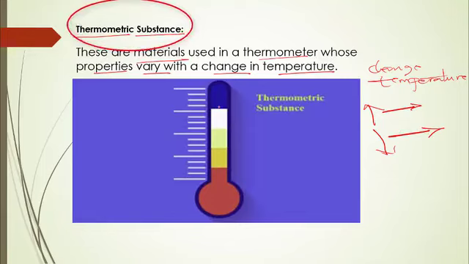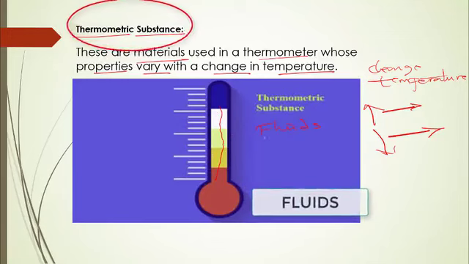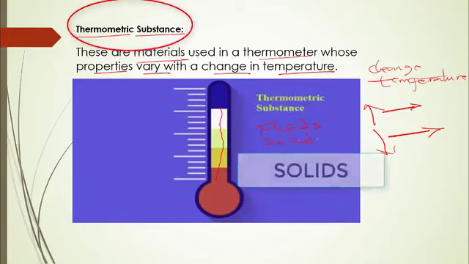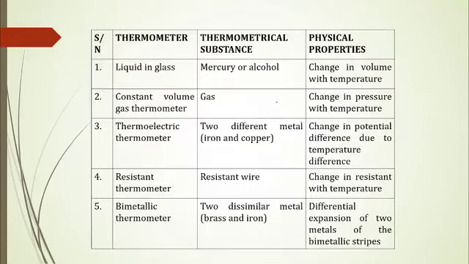We have many different kinds of thermometric substances, as you can see in the diagram here. They stay inside a thermometer. Sometimes they come in the form of fluids, but sometimes they can come in the form of solids. So let's take a look at some of them. In this table, we're going to see a thermometer, the thermometric substance, and the physical properties that make up this thermometer.